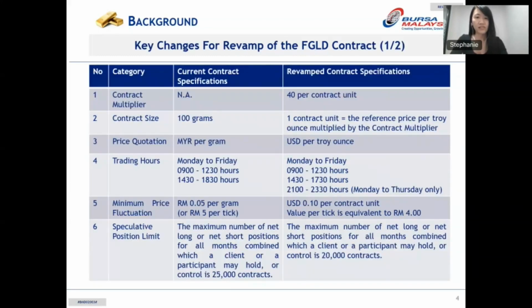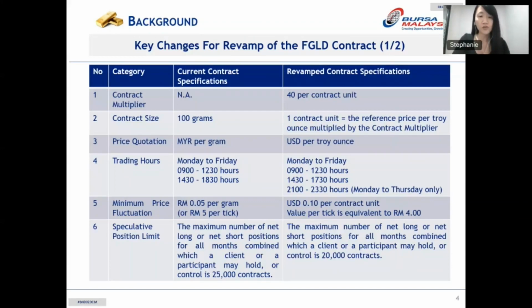Let's take a look at the key changes made on the FGLD contract. So first off, the revamped contract has a contract multiplier of 40 per contract unit. This multiplier of 40 is derived from the estimated exchange rate between USD and Ringgit Malaysia, which is approximately 1 to 4. Contract size is changed from 100 gram to 1 contract unit, equivalent to the reference price per troy ounce times the contract multiplier of 40.